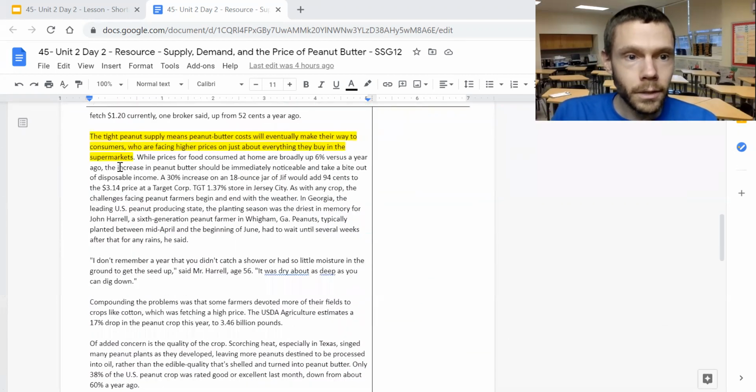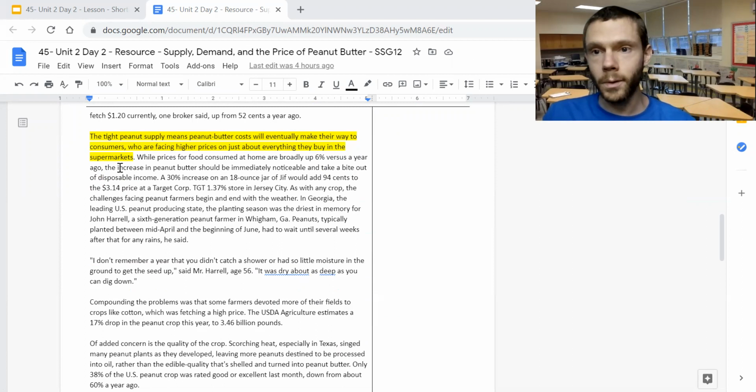I highlighted this section here because again, it'll help students to think through supply and demand. So since the tight peanut supply means peanut butter costs will eventually make their way to consumers who are facing higher prices on just about everything they buy in the supermarkets, which really helps to get at this understanding, thinking about market equilibrium, where neither the producer nor the consumer is particularly happy, nor are they particularly upset. They both agree to make the transaction. There's a little profit that takes place, but we don't see the emergence of a surplus or a shortage that can affect the supply chain.